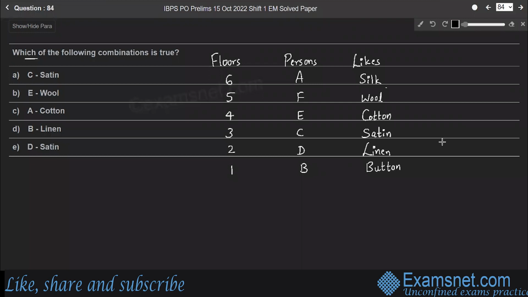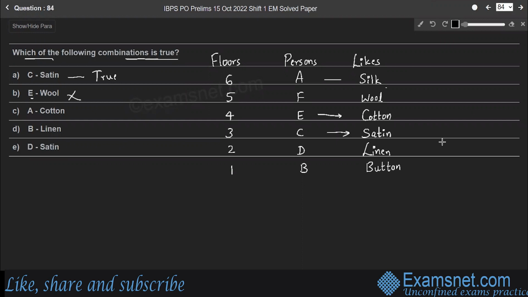Question 84. Which of the following combinations is true? Here the first one, C satin. That means C likes satin, which is true. Whereas the remaining options are E wool. So E doesn't like wool. E likes cotton. So which is not true.